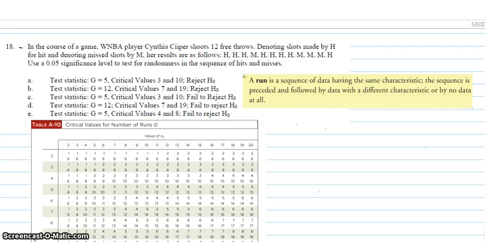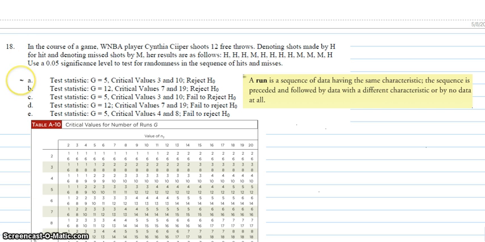In the course of a game, WNBA player Cynthia Seifer shoots 12 free throws, denoting shots made by H for hit and denoting missed shots by M. Her results are as follows: H, H, H, M, H, H, H, H, M, M, M, H. Use a .05 significance level to test for randomness in the sequence of hits and misses.